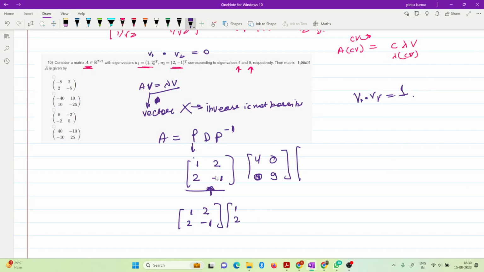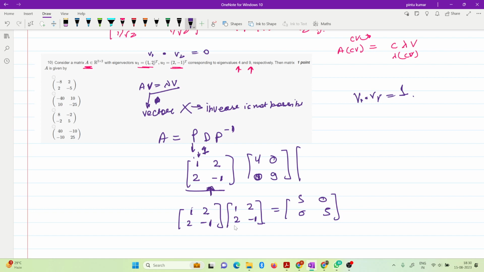Actually P inverse is not P transpose over here, because the length of these column vectors is not 1. So we need something extra over here. So this is 2, minus 1. Okay, so what do we obtain? This is 5, this is 0, 0, 5.